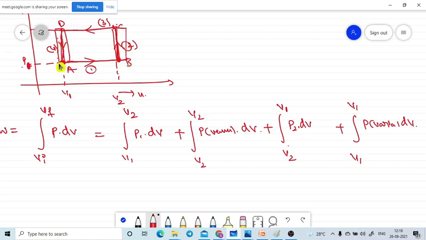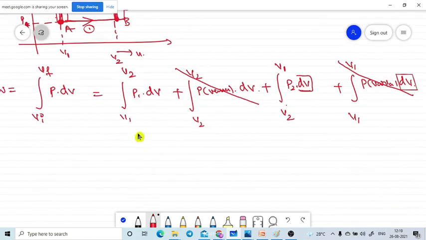If the volume of the thermodynamic system is constant, then the work done of the thermodynamic system must be 0. Then I can cancel these two terms. Are you getting it or not? Yes, sir. So now we got only two terms.